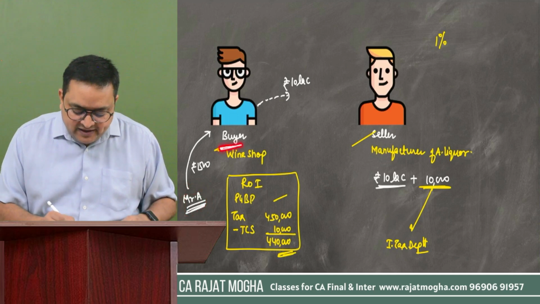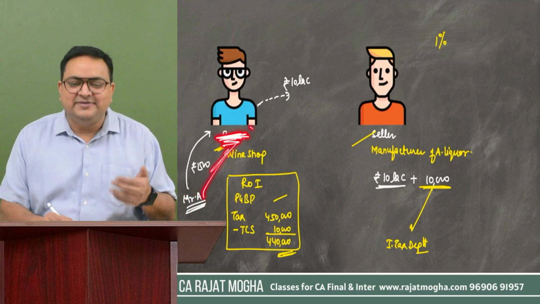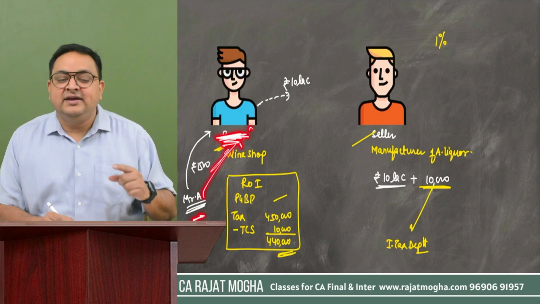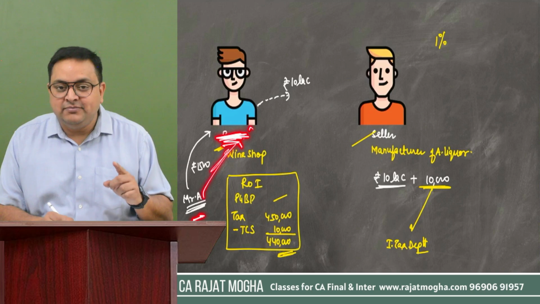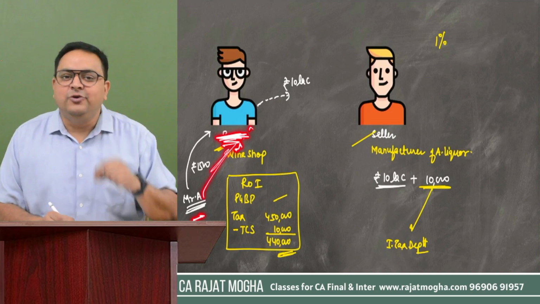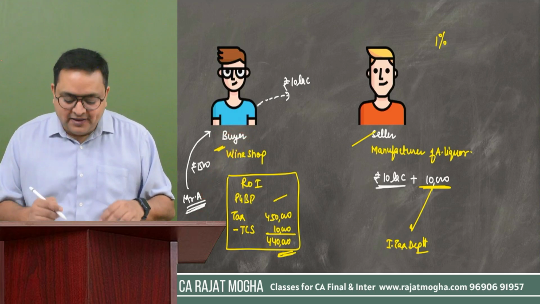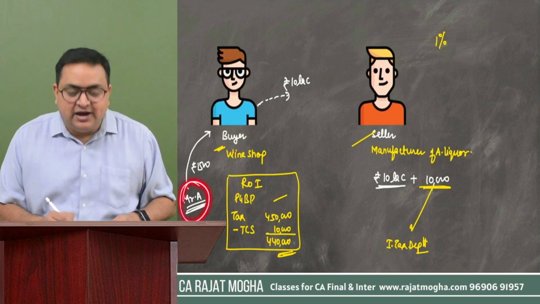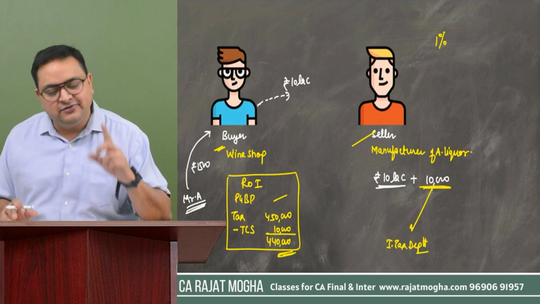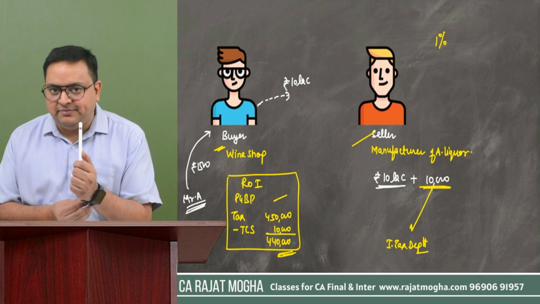In this transaction, the shop owner is the seller, right? And this is the buyer, Mr. A. So will the wine shop owner say you have to pay TCS of 1% also, because we have learned that on alcoholic liquor the TCS rate is 1%? Here the answer will be no, because this section says that if the buyer is using it for personal consumption, then TCS is not going to apply in that case. Got it?